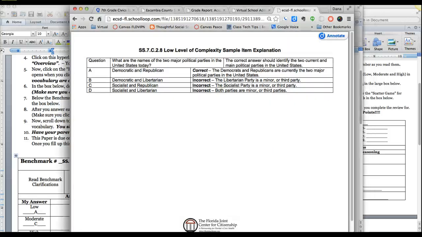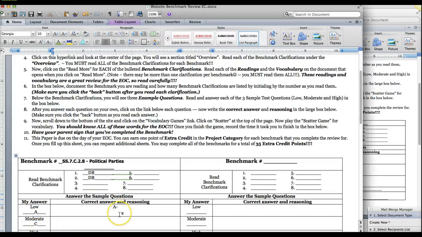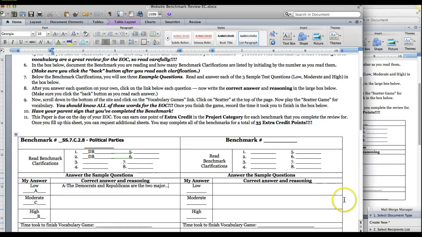So the reasoning was the Democrats and Republicans are the two major parties. Okay, you would finish typing or writing that in, okay? And by doing this, it's going to help you remember this information for the exam. Whenever you think about or write about information, it helps you put it into your long-term memory. Okay, so this is why.